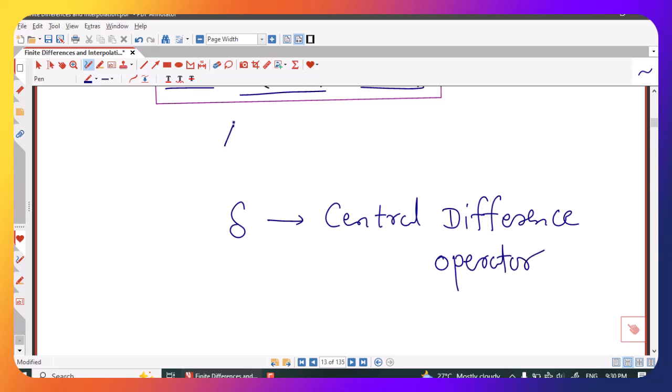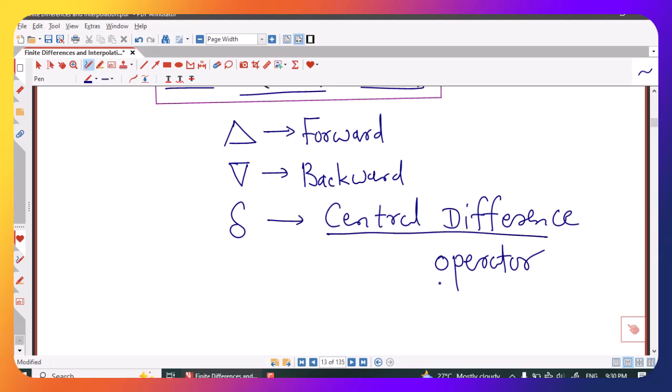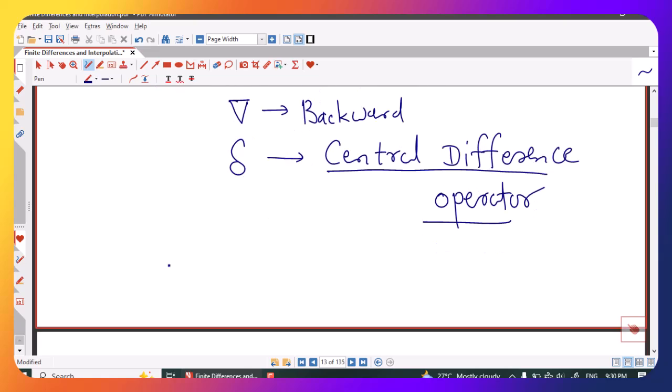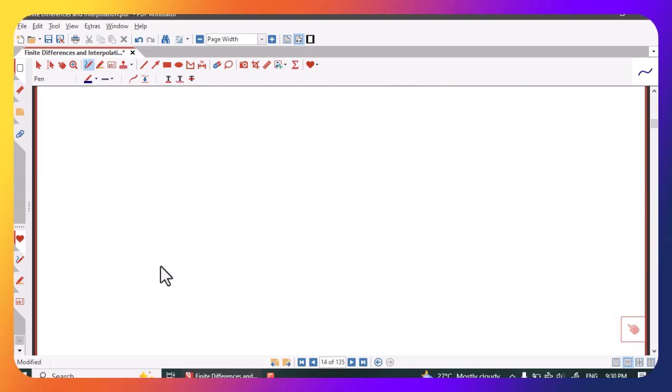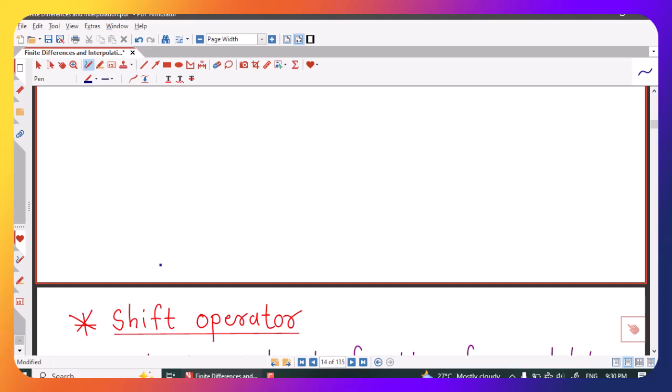In first lecture we had seen this operator delta, which is known as forward difference operator. After that we see this notation for backward difference operator, it is called nabla. And now we know about central difference operator. We can define one more operator, which is known as shift operator.